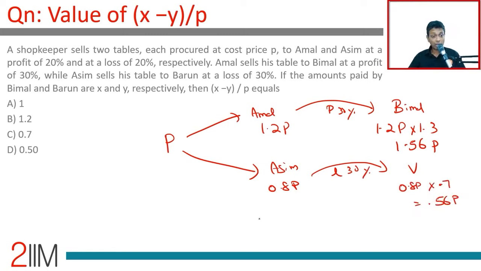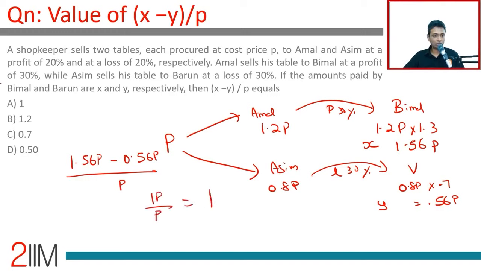If the amounts paid by Bimal and Varun are X and Y respectively, this is X, this is Y. X minus Y by P is 1.56P minus 0.56P divided by P. It is 1P by P, which is 1. This is the answer, and it's a very simple question. Do it methodically, you're getting to the answer.